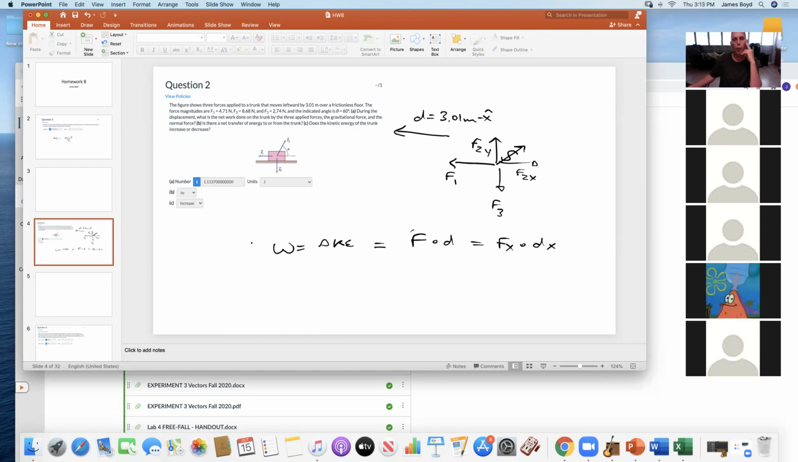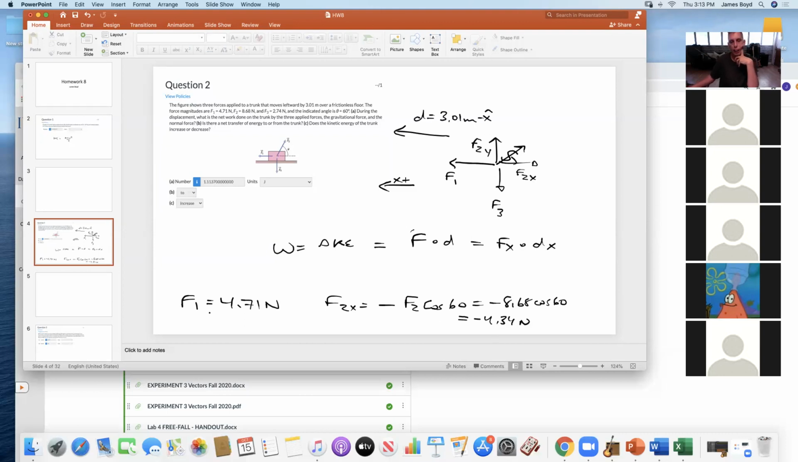Now, we have a force 1 that it tells us it's 4.7 newtons. And we have force 2 in the x, which is negative. I'm going to assume that x is positive in the same direction as my displacement. So force 2x is negative. That angle is 60 degrees. So this is F2 times cos of 60, and cos 60 is a half. So this is negative 8.68 cos of 60. That's negative 4.34 newtons.